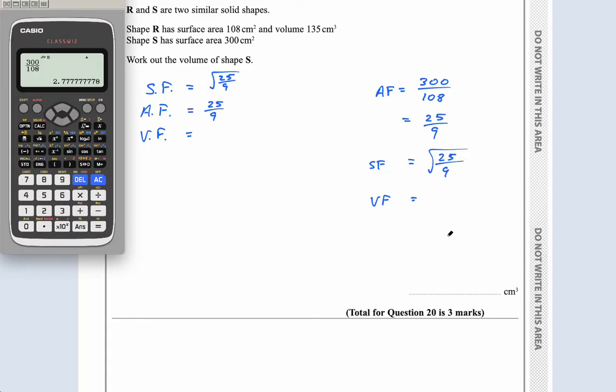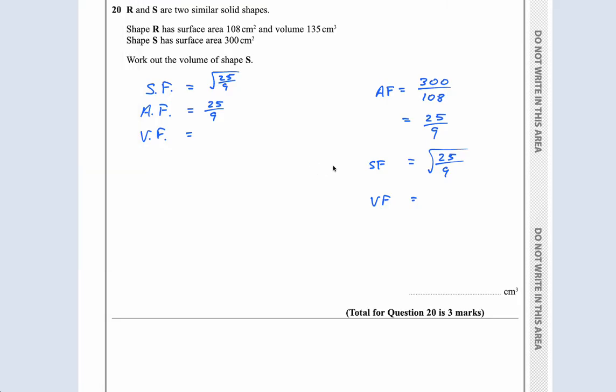So the volume factor is, actually let's find out what that is. The square root of 25 over 9 is, oh sorry guys, that is a nice number. The square root of 25 over 9 is 5 over 3, because the square root of 25 is 5, the square root of 9 is 3. So this is 5 over 3.